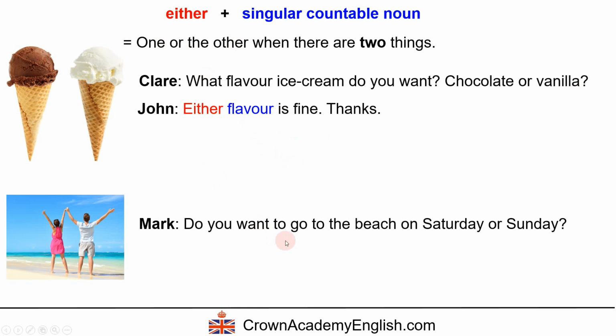Mark says, do you want to go to the beach on Saturday or Sunday? And Jane replies, I don't mind. Either day is okay. Okay, so one or the other. Saturday or Sunday is fine. And again, we have the singular form of the verb, third person singular, because the noun is singular.